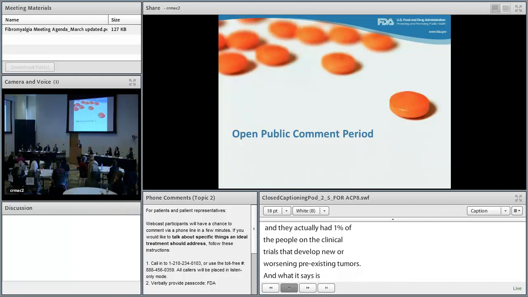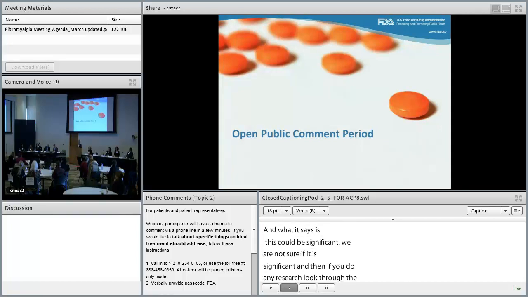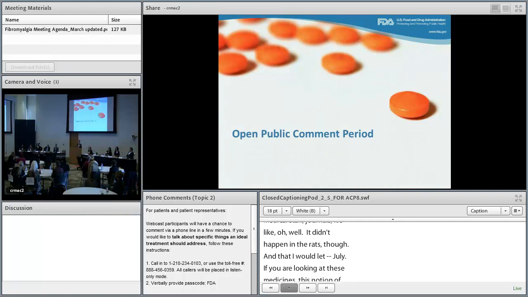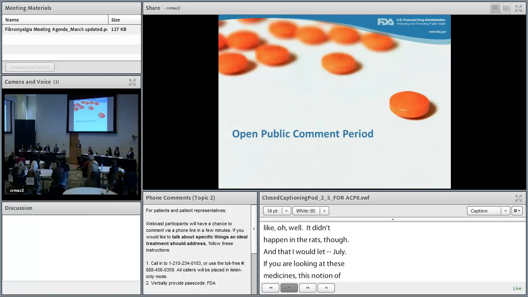And then if you do any research, look through the medical stuff, look through journals, it's kind of like, oh well. It didn't happen in the rats though, and that's how it's left. So I think really if people are looking at being on some of these medicines for decades, this notion of re-examining this issue with hemangiosarcoma is important in terms of Lyrica.